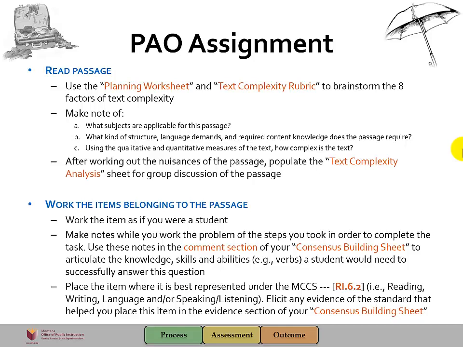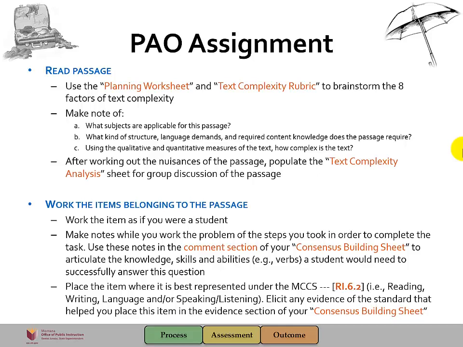For items, work the items belonging to the passage. Work these items as if you were a student. Make notes while you work the problem of the steps you took in order to complete the task. Use these notes in the comment section of your consensus building sheet to articulate the knowledge, skills, and abilities, for instance the verbs, a student would need to successfully answer this question.